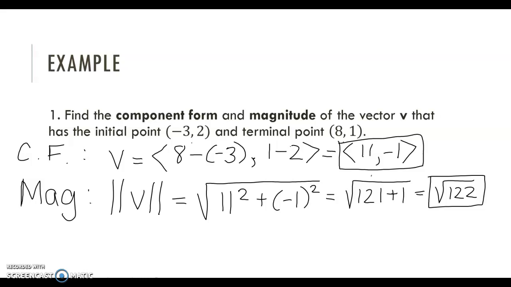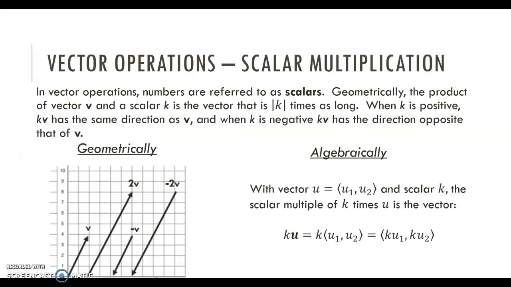Let's look at some vector operations. There are two main operations, scalar multiplication and addition. Looking at scalar multiplication first, and this is right from your book: in vector operations, numbers are referred to as scalars. Geometrically, the product of vector v and a scalar k is a vector that is k times as long. When k is positive, the vector is in the same direction, and when k is negative, the vector is in the opposite direction. And so you can look at the picture that I have for you here geometrically.